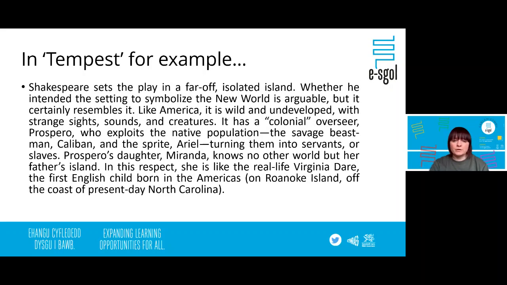And if, for example, you're a bit more familiar with the play The Tempest, what we find is that he sets the play on a far-off, isolated island. Whether he intended the setting to symbolise a new world is quite arguable, but it certainly resembles it. Similar to America, it's wild, it's undeveloped, with strange sights, sounds and creatures. There's this colonial overseer, Prospero, who exploits the native population. You've got the savage beast man, Caliban, and the sprite Ariel, and these are turned into servants or slaves. Prospero's daughter Miranda has no concept of, and knows no other world but, her father's island.